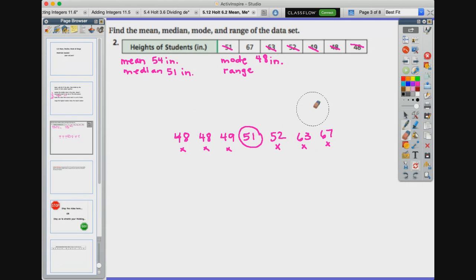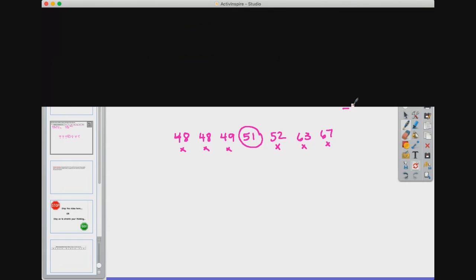And then the final thing we're going to do with this is we're going to look for the range. Now, if you remember, the range is the highest number minus the lowest number.